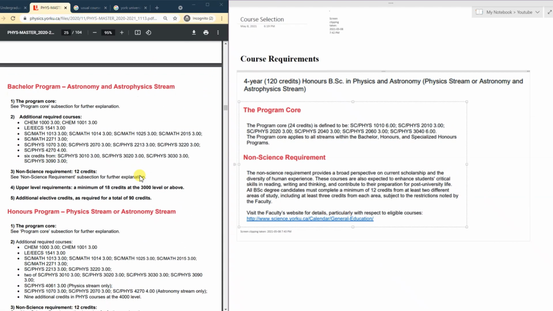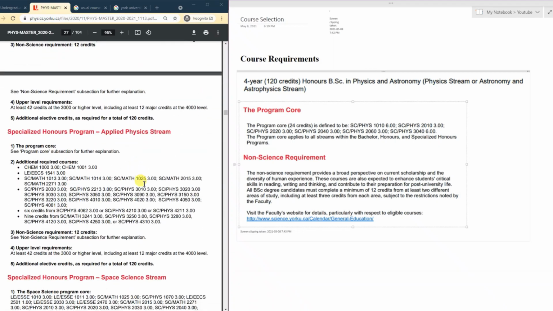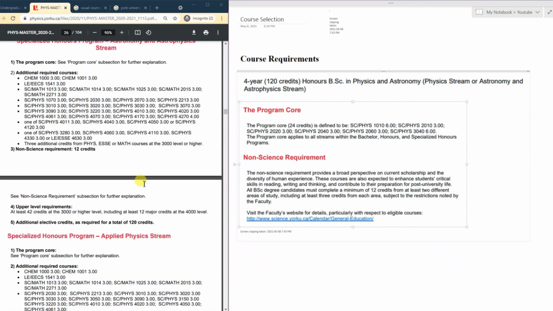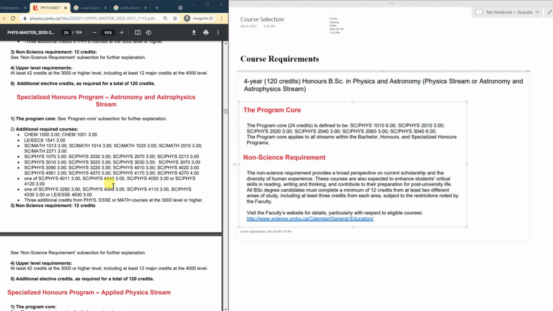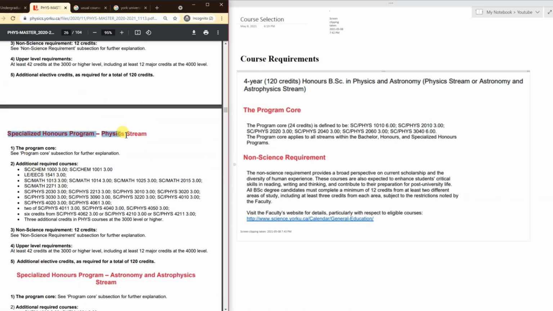Now let's find our 120 program. We're going to scroll down here to find it. I think I passed it. Applied stream. No. Yeah, here you go. So specialized honors program physics stream. So what do I have to do? There's the program core that we talked about, the 24 credits. There's additional required courses. Those are specifically for this physics stream, but there's a lot of overlap. There's non-science required that we saw, again, 12 credits, so 4 courses that are outside the science courses and streams.